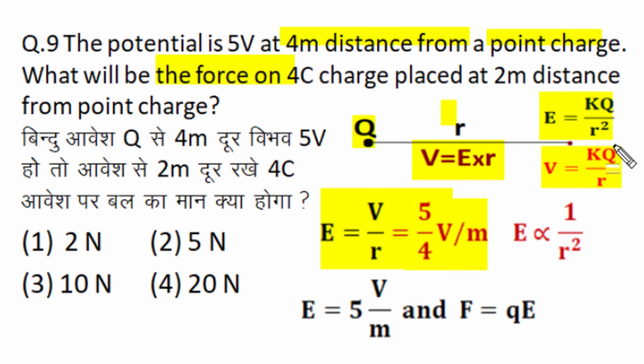Since electric field intensity is inversely proportional to the square of the observation position distance, when the distance becomes half, that is 2 meter from 4 meter, the electric field will become 4 times. So the electric field at 2 meter distance will become 4 times the electric field at 4 meter distance. So it is 5 volt per meter, and in this electric field of 5 volt per meter, when we put 4 coulomb charge, the amount of force will become 5 times 4, which is 20 Newton. So the fourth option would be the right choice in this example.